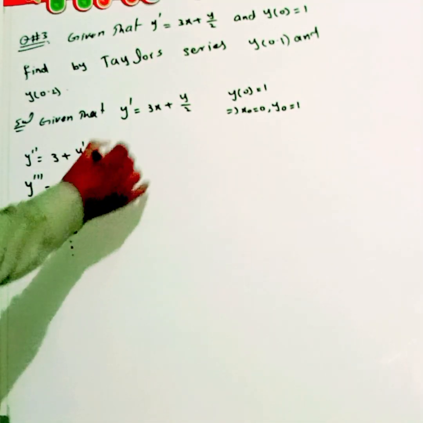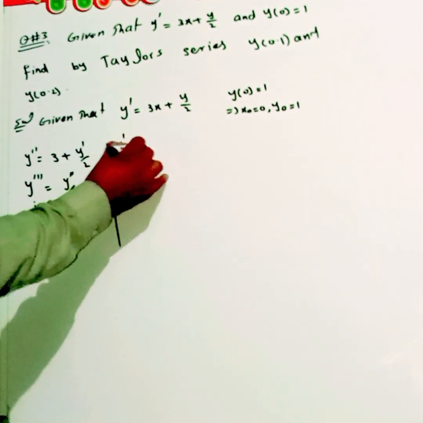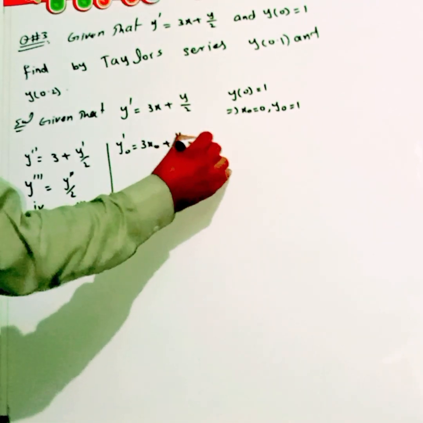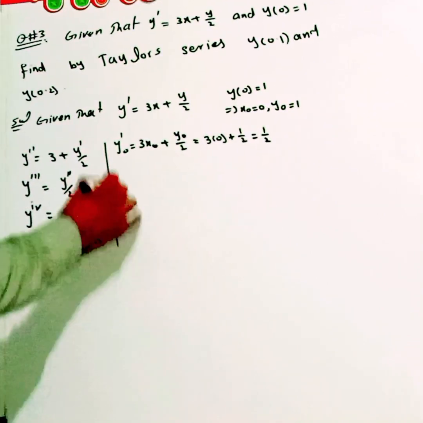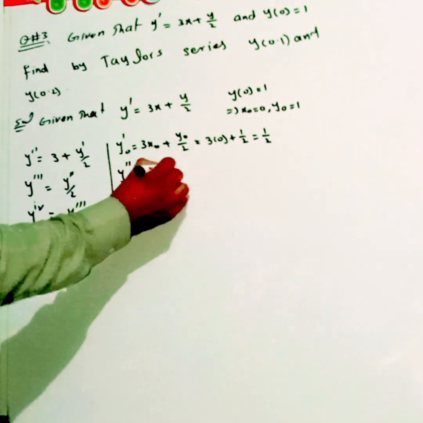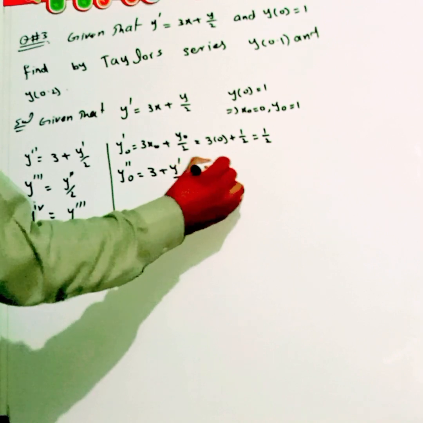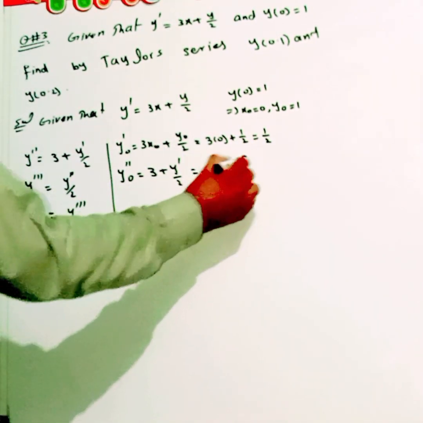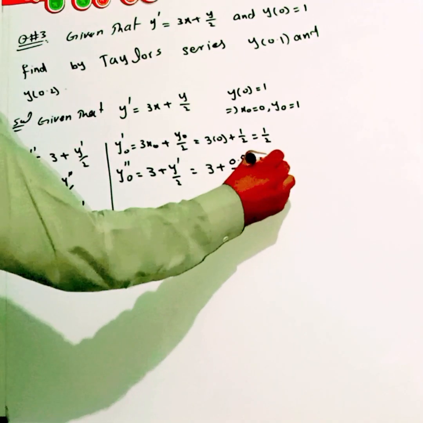Y prime naught is equal to (3x naught plus y naught) over 2, which is equal to (3 into 0 plus 1) over 2, is equal to 1 by 2. Y double prime naught is equal to (3 plus y prime) over 2, which is equal to (3 plus 0.5) over 2, which is equal to 3.25.